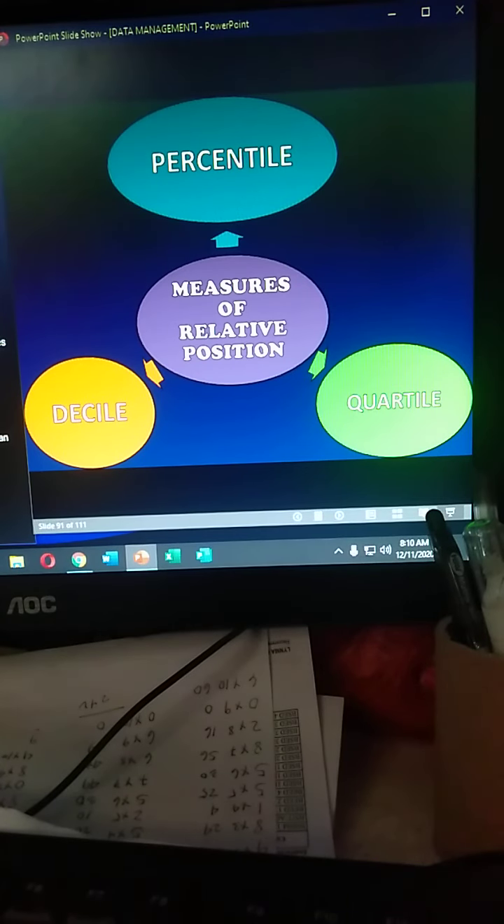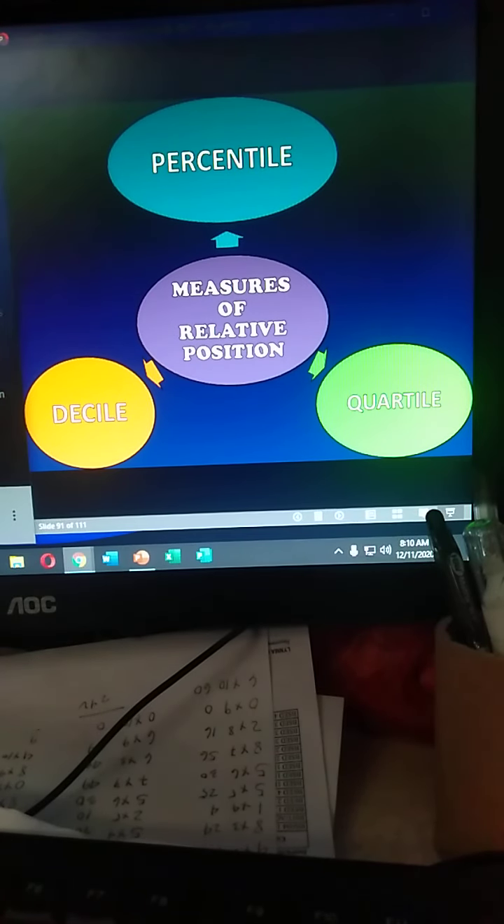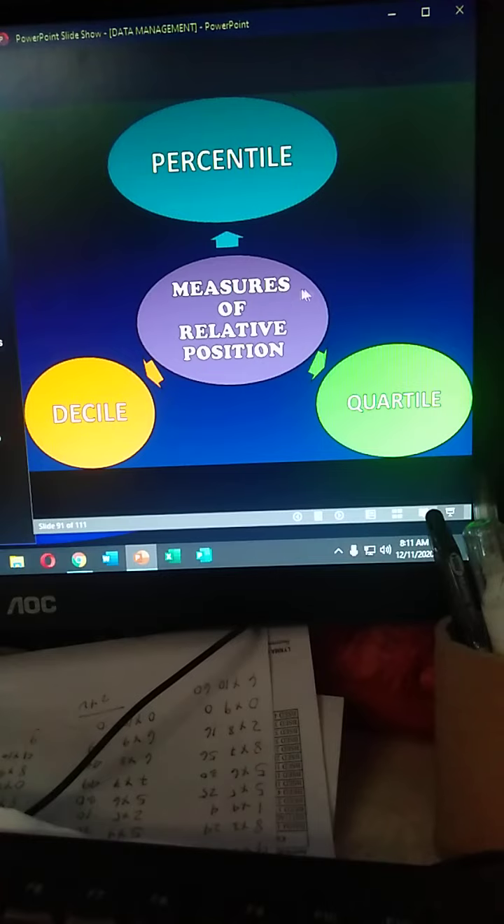Decile, decimal, decagon. Kapag de, yung suffix 10 yun, di ba? Ang decagon is a polygon with 10 sides. That's de. So, pag decile, 10. Pag percentile naman, from the word percent. At ilan yung percent? 100. Ayun po, we have 4, 10, and 100. Yan yung mga gagamit natin in dealing with measures of relative position.